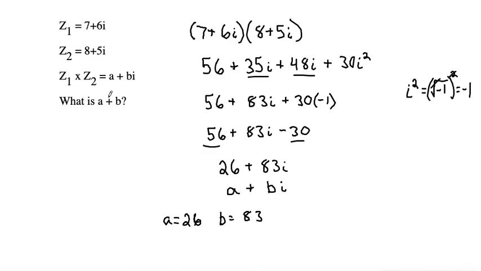Since the question is asking for what is a plus b, we can take our a, 26, and add our b, 83, to get our final answer. 26 plus 83 is 109, which would be our final answer because that's the final problem that they're asking for. If they wanted to give the answer in an a plus bi format, we would have left it in the 26 plus 83i form.